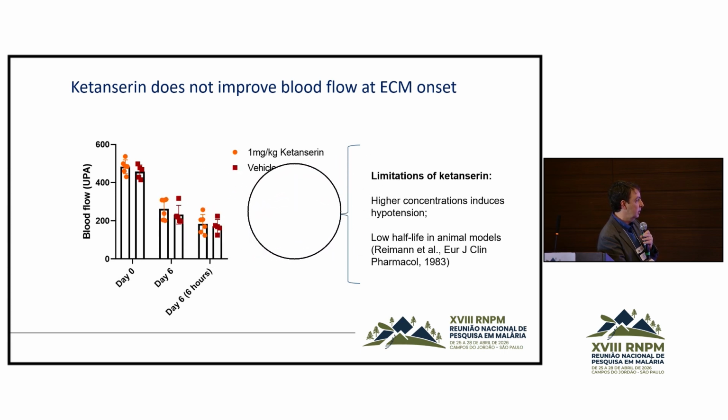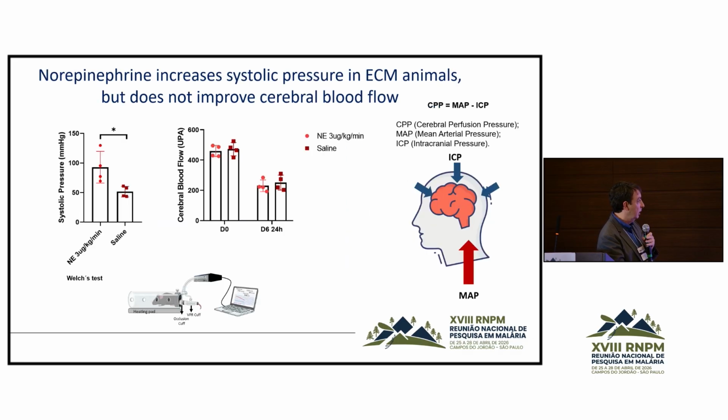So ketanserin has some limitations. For instance, if you have higher concentrations, it induces hypotension. The animal is hypotensive, and that will hamper the blood flow, and it has a low half-life. So we tried to improve the blood pressure of these animals so that somehow that could help the ketanserin effect.